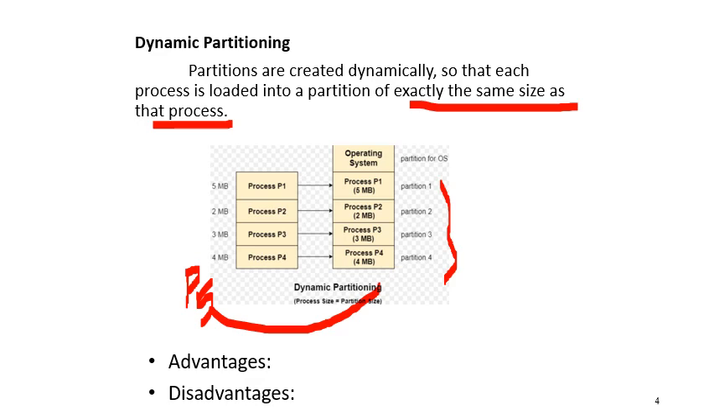As for the advantages, as discussed in the previous slide, there won't be any internal fragmentation, and main memory will be used very efficiently. The disadvantage is the inefficient use of the processor due to the need for compaction to counter external fragmentation.